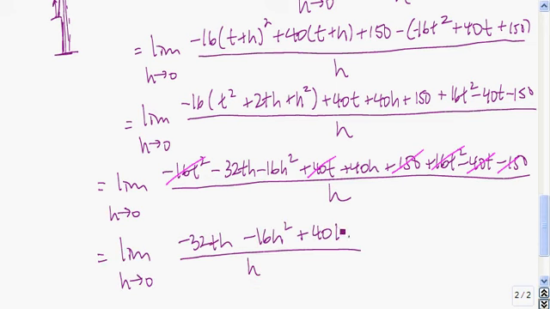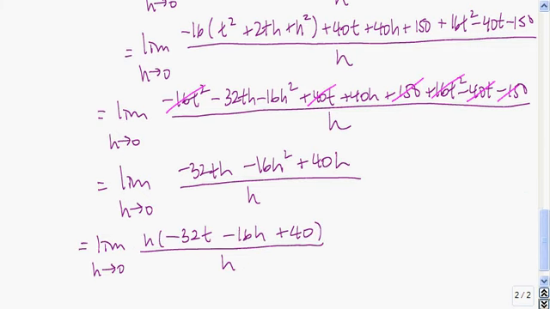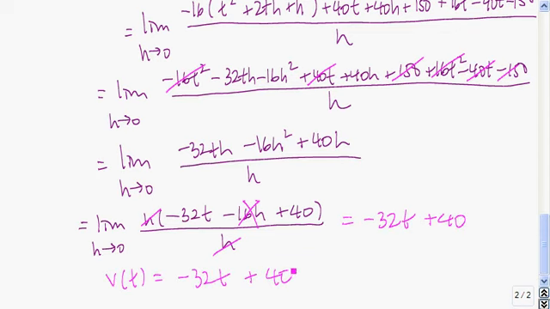Next we want to factor out an h. And we can cancel. So that leaves us with negative 32t minus 16h plus 40. So now we send h to 0. This term is going to go away, and we get negative 32t plus 40. Okay, so this is the velocity of the ball.